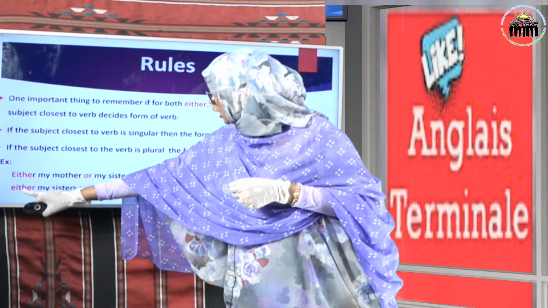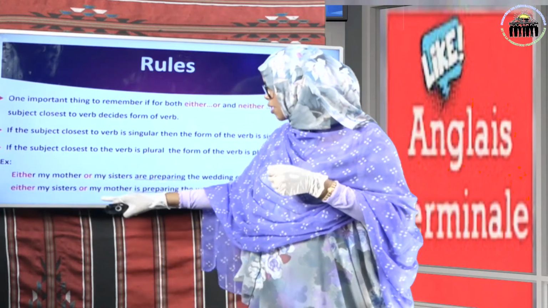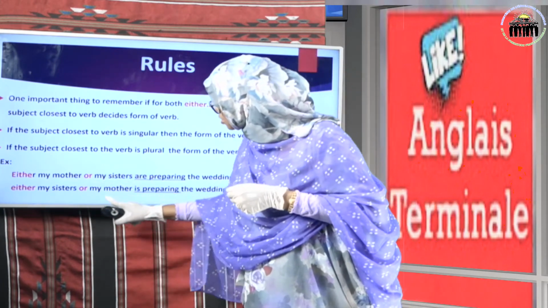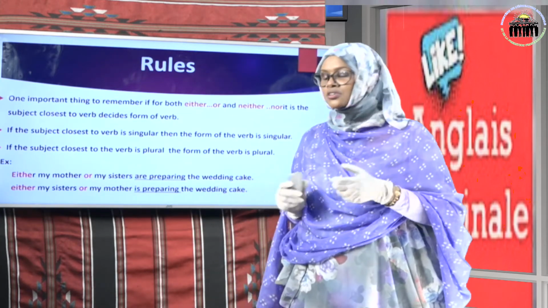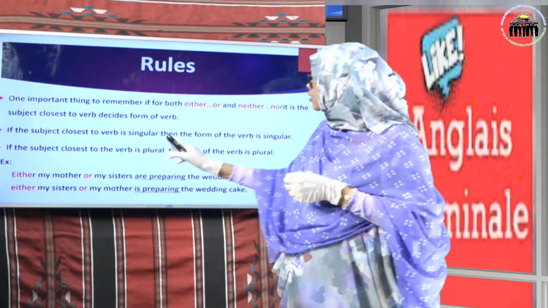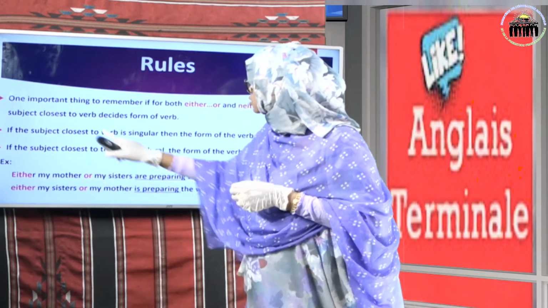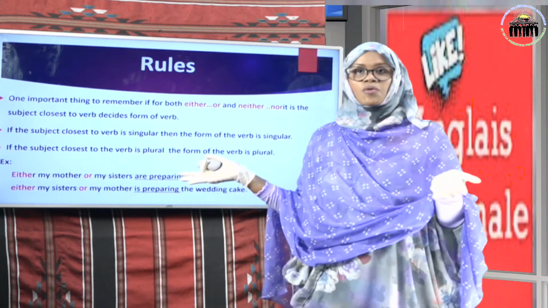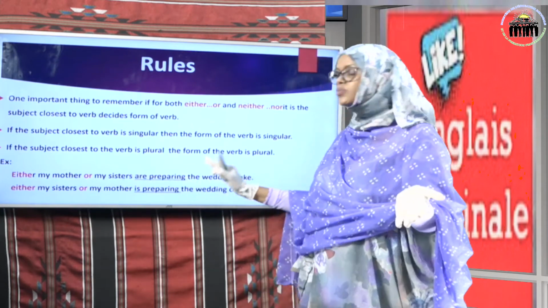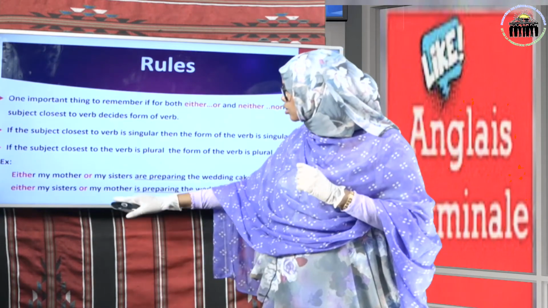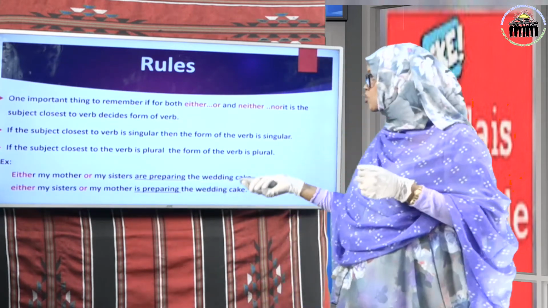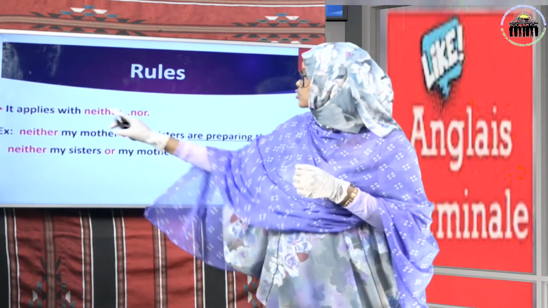Another example, either my sisters or my mother is preparing the wedding cake. This noun is singular. The verb is singular. The rule was, the noun that is closest to the verb decides the form of the verb. If the noun is plural, the verb is plural. If the noun is singular, the verb is singular. It applies with neither nor too.